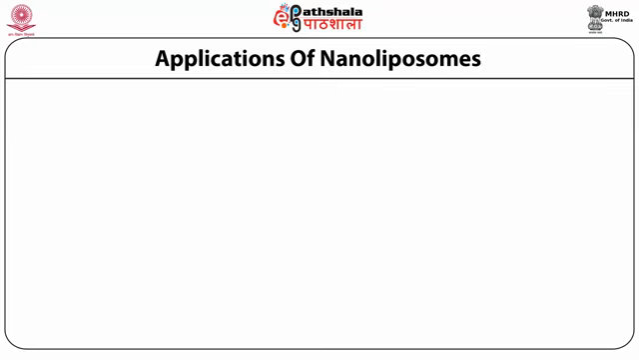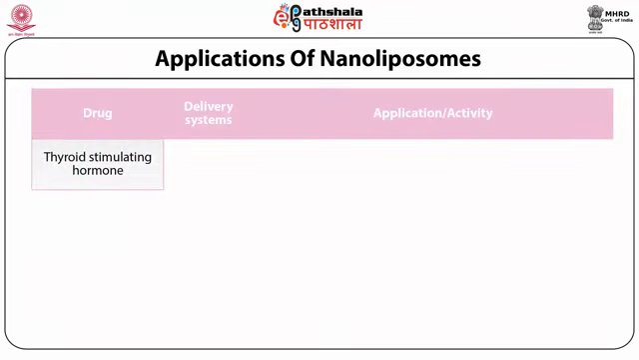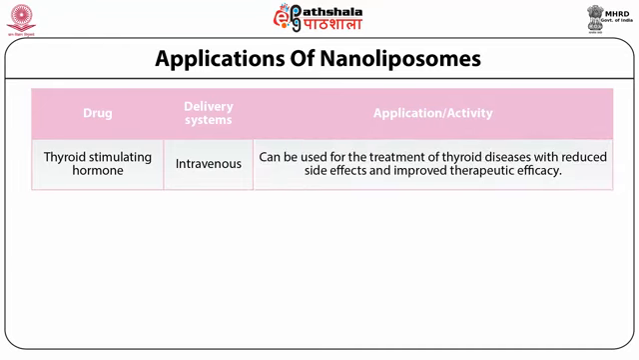Nanoliposomes are used for the encapsulation and delivery of bioactive agents. The particle size of nanoliposomes is usually less than 50 nanometer, and the term nanoliposome is used to describe the bilayer lipid vesicles which are available in the nanosize range. Now there are some examples showing the applications of nanoliposomes in this table, like thyroid stimulating hormone, which is being given by intravenous route. There it can be used for the treatment of thyroid disease with reduced side effects and improved therapeutic efficacy.